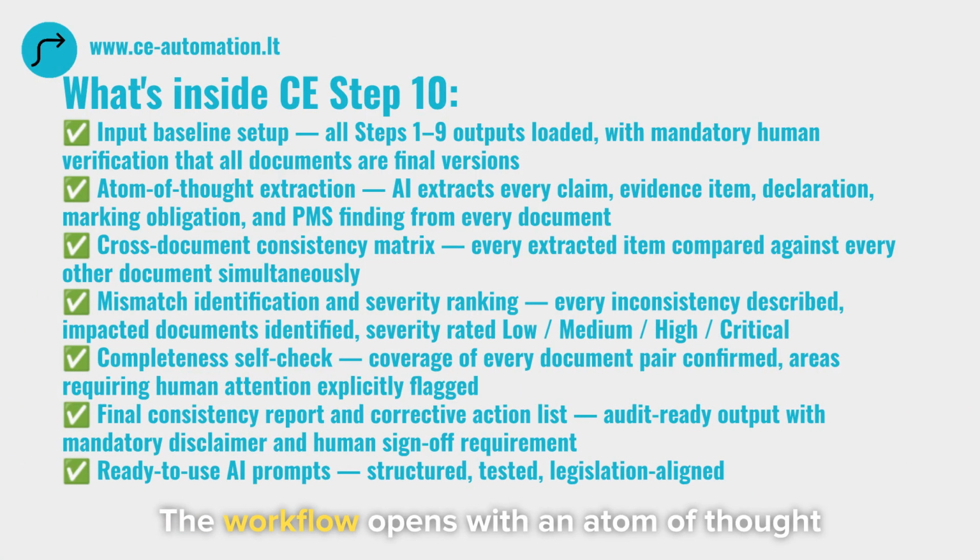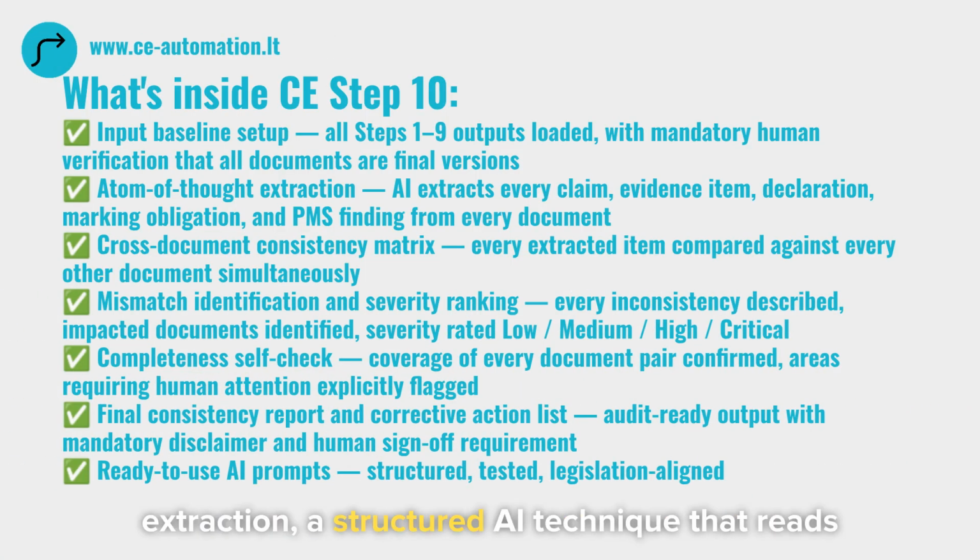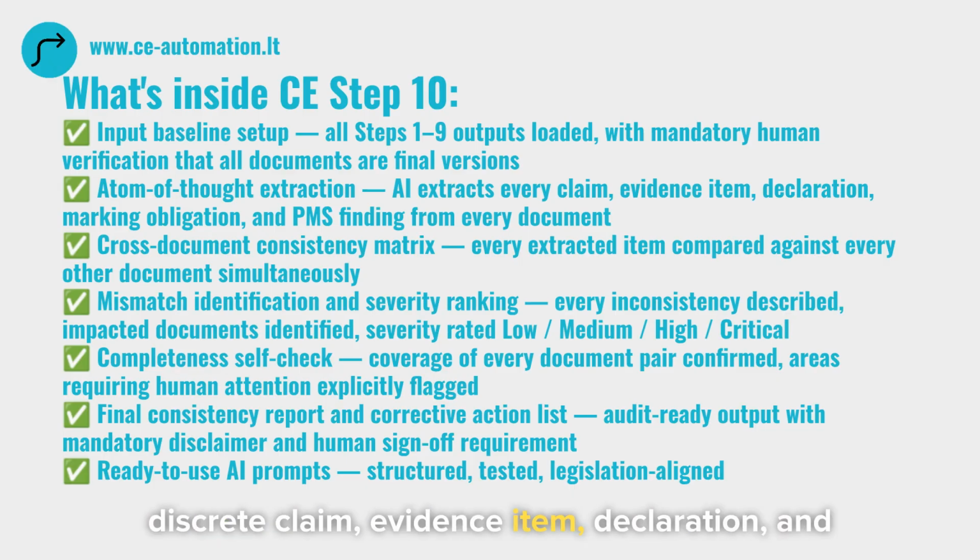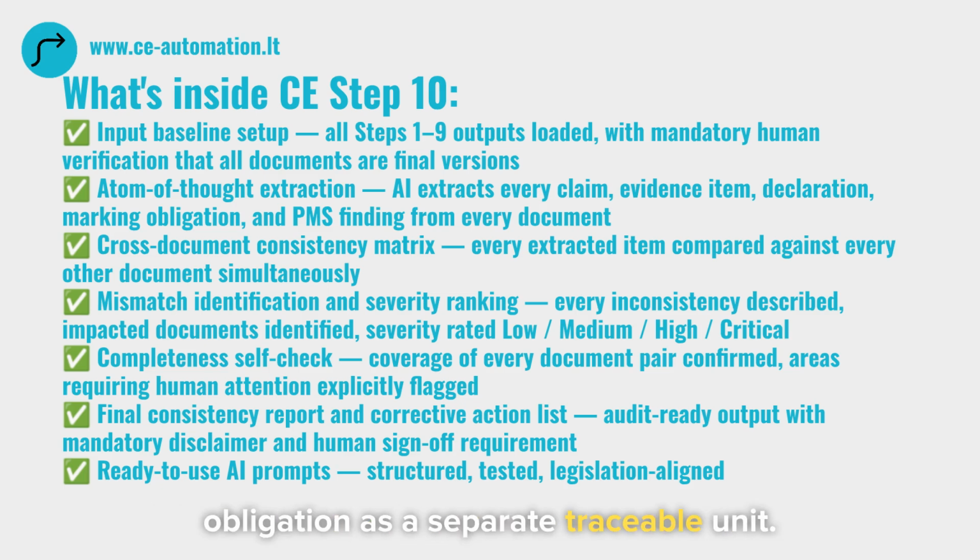The workflow opens with an atom of thought extraction, a structured AI technique that reads every uploaded document and pulls out each discrete claim, evidence item, declaration, and obligation as a separate, traceable unit. These extracted items are then compared against every other document in a consistency matrix. Mismatches are identified, described, and ranked by severity, from low, where a minor labeling inconsistency needs correcting, to critical, where a conflict between the risk assessment and the declaration of conformity puts the entire conformity claim at risk. A self-check confirms coverage. The final report gives the compliance engineer a precise, prioritized corrective action list.